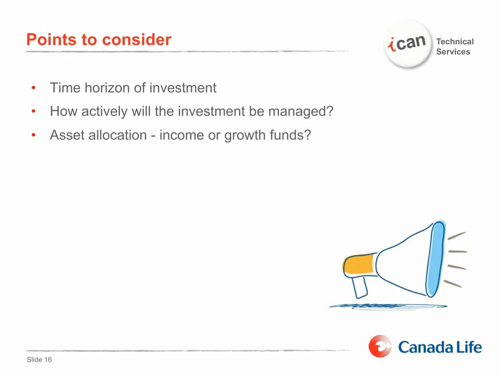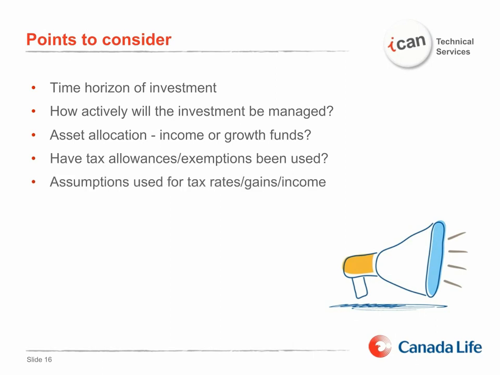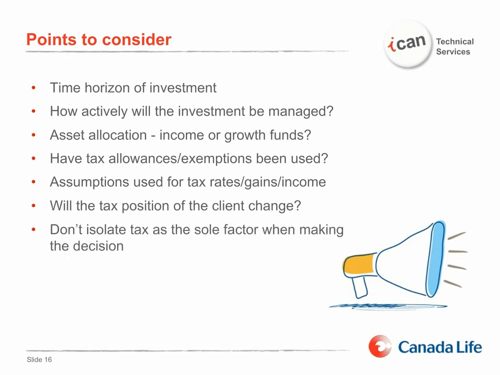With collectives, they can choose funds that either produce natural income or produce growth. What about their allowances and exemptions? Remember, if these are already being used, they can't be used twice. And think about the assumptions you're going to use for the client's tax rates on any gains or income going forward. And do consider if the tax position of the client will change by the time they need to take a withdrawal. One thing to remember is don't isolate tax as the sole factor when making the decision.